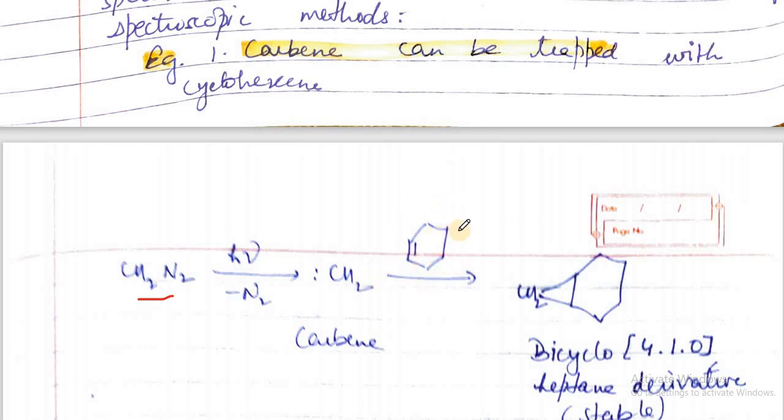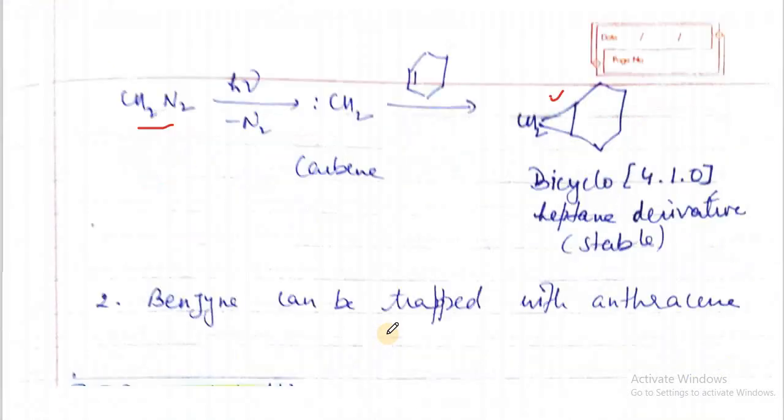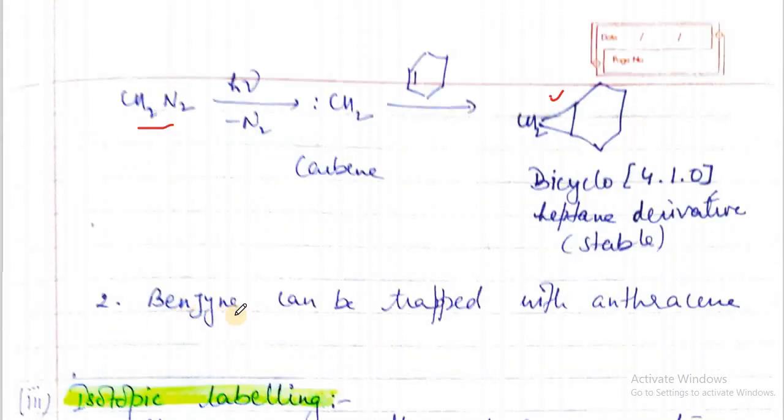How can it be shown? This cyclohexene forms a cycloaddition product, which indicates that carbene is formed in this reaction. So the intermediates can be trapped. Similarly, where a benzyne intermediate is involved, it can be trapped with a compound that is anthracene, in which three benzene rings are present.